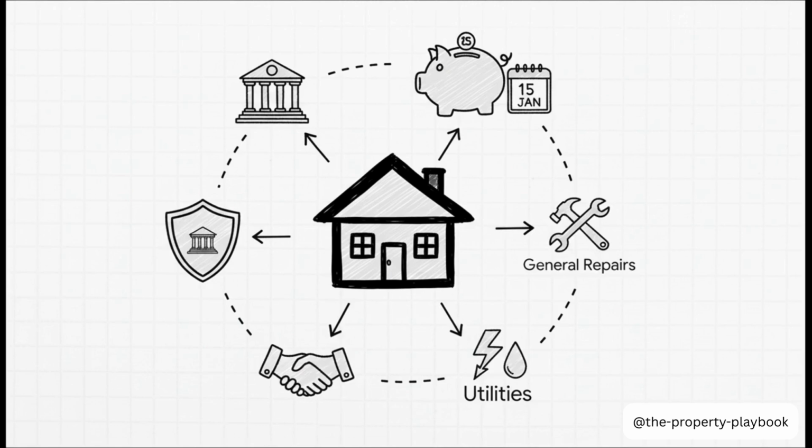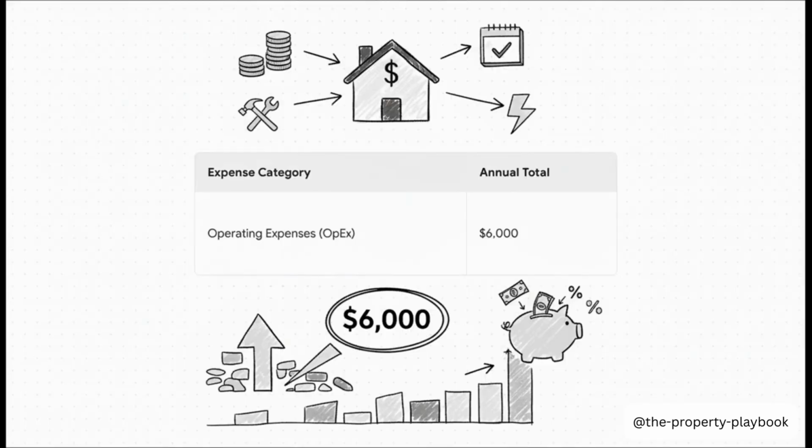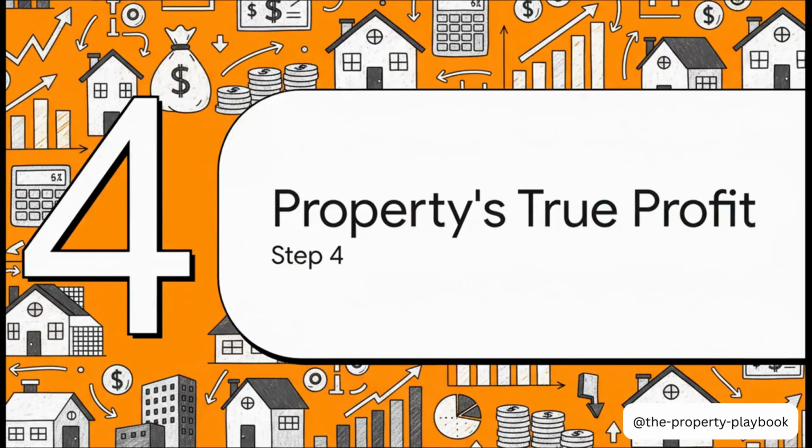Do not skip this. So for our example property, once we add up all those nitty-gritty costs from the taxes and the insurance all the way to saving for that future roof, our total annual operating expenses come to $6,000. And this is our second major number. Step 4 brings us to what is arguably the single most important number for valuing a rental property.